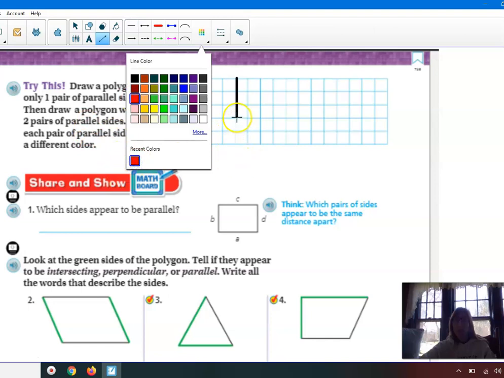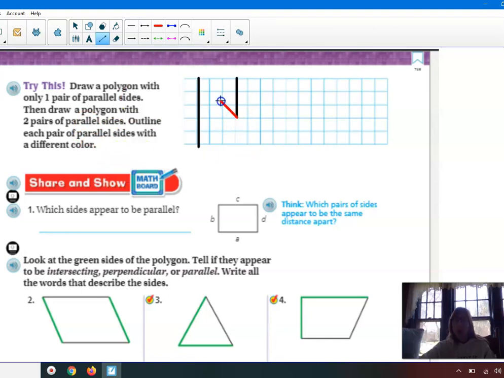All right, so then we'll go to red. Okay. So we're going to go here and I'm going to draw up. And then I'm going to draw down. Okay. And then I'm going to go across. So you can see right here that I only have one pair of parallel lines in this polygon, which is a closed-sided figure with multiple line segments that connect. But this one right here is not parallel to this one, because if I extended this line out, you would see it would cross.